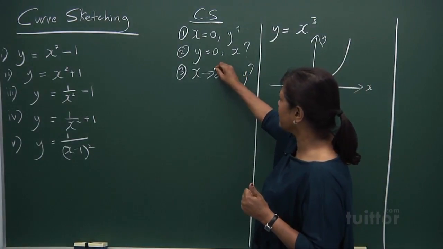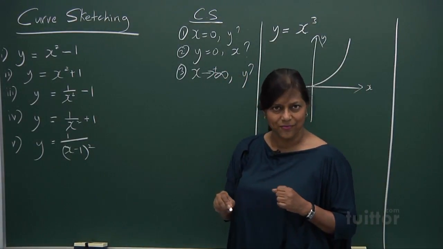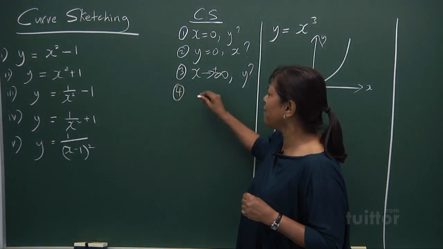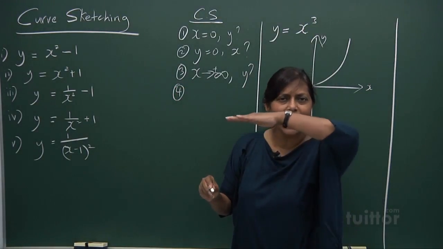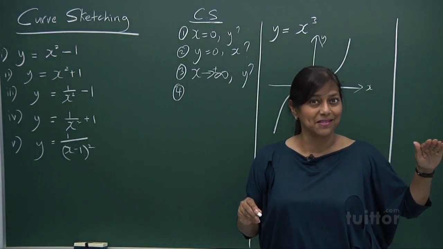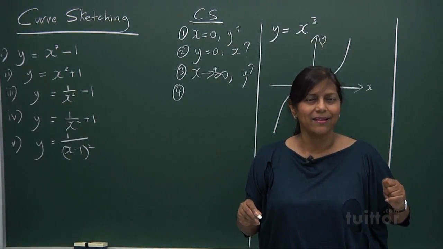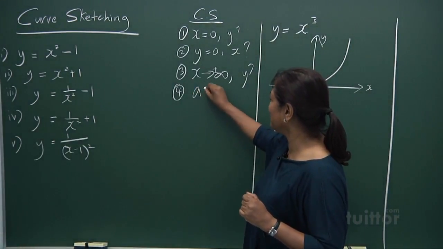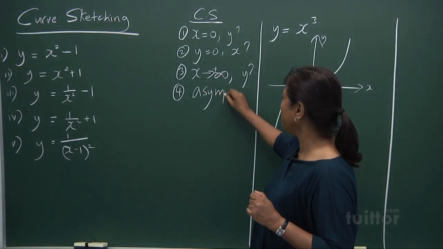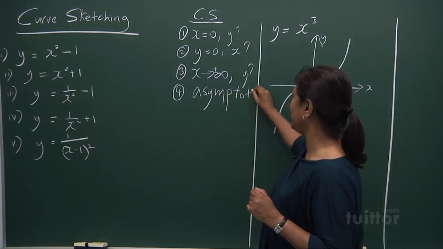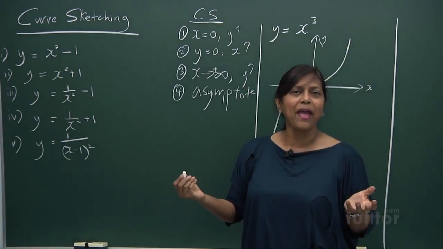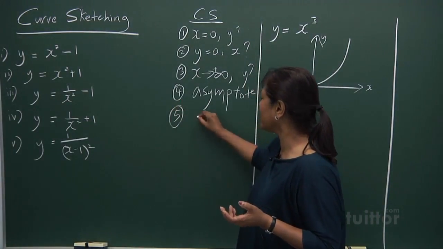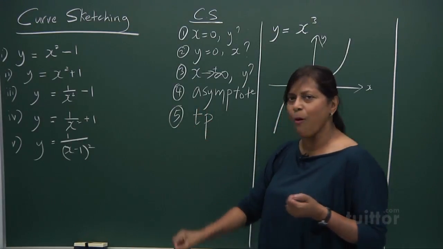Now, we are also concerned about plus and minus infinity. Similarly, we also want to find out if there is any line they can't cross. And what do you call that? Yes, asymptote. You love that word, don't you? An asymptote. Are there any? And the next important point that we talked about is turning point.